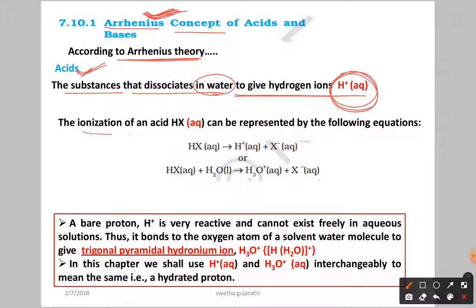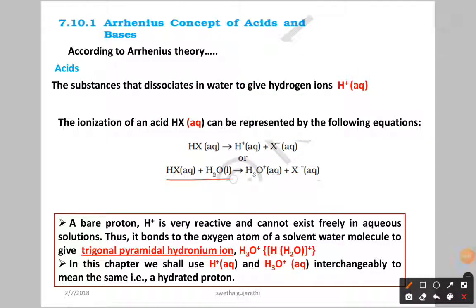Let us see an example, ionization of an acid. We take one acid, HX. It can be represented by the following equation. HX is dissolved in water, and once you dissolve it in water, you get H+ and X-. So according to Arrhenius, it is an acid.